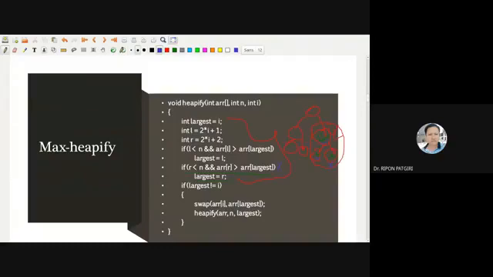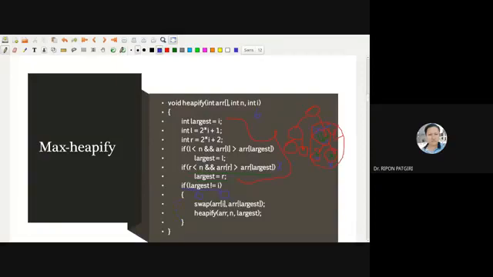If this is not done, this statement says that if swapping is not required, then exit. Otherwise, if swapping is required, largest is not equal to I. If I is, say, 6, and this is the largest one and it remains 6, then 6 not equal to 6 is not true. That's why this block will not be executed.